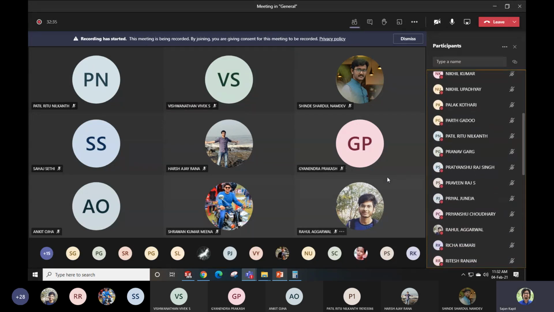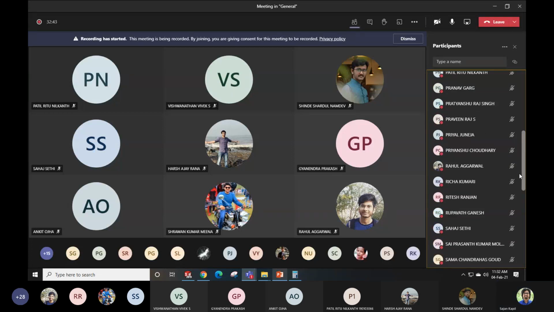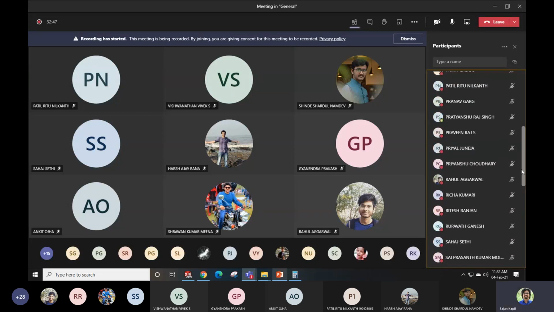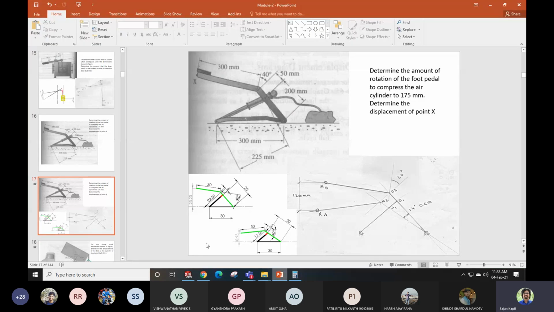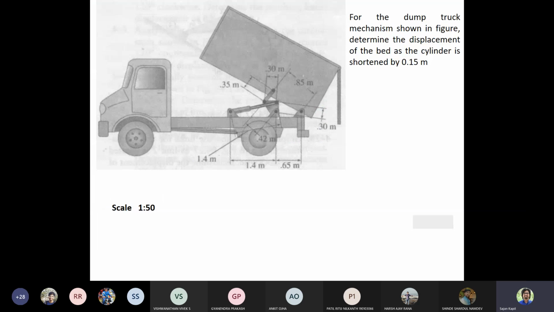Okay. Who else? Pranav. Richa. You got it? Same. Yeah. Okay. Anyone not getting the same answer or something else? If not, then solve this problem. This is the last for today.